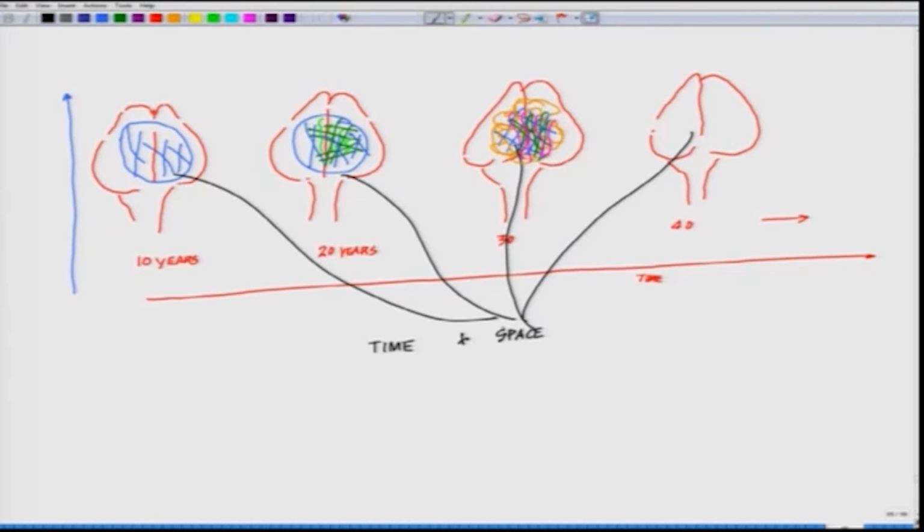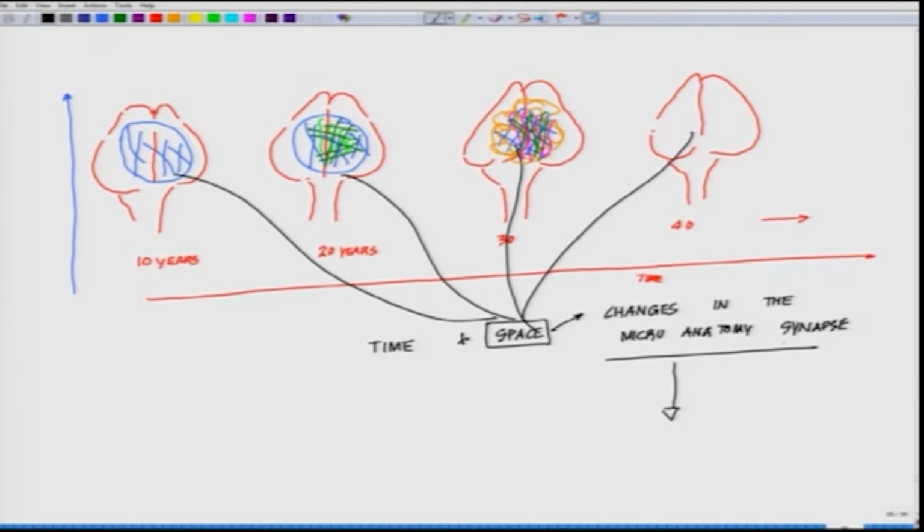So, we see within this space you will have changes in the microanatomy. And what we do not understand, those changes in the microanatomy at the level of synapse, or even some of them at the level of nucleus, or in other words DNA, how those things becomes permanent.